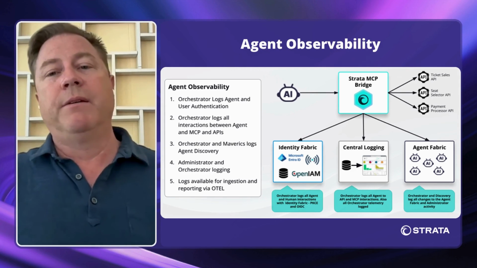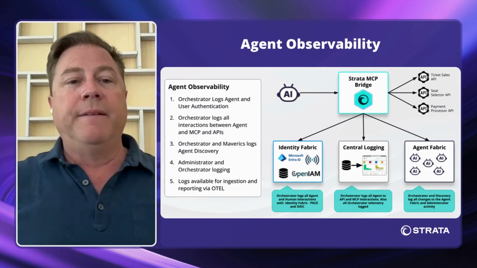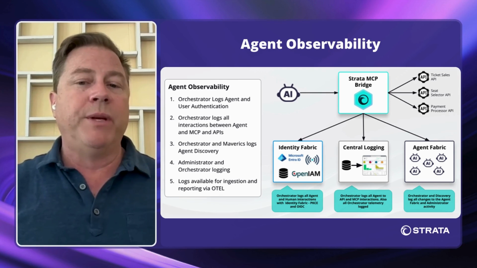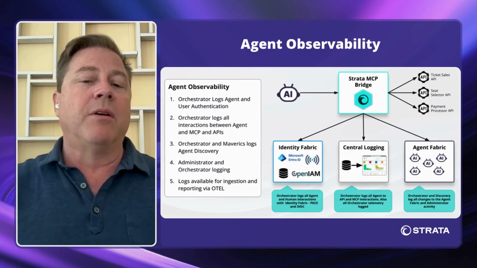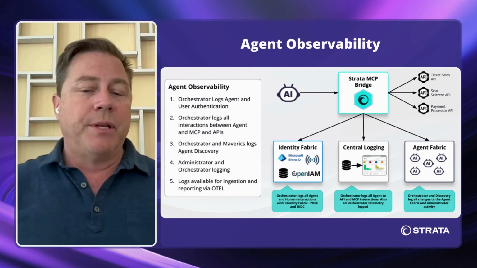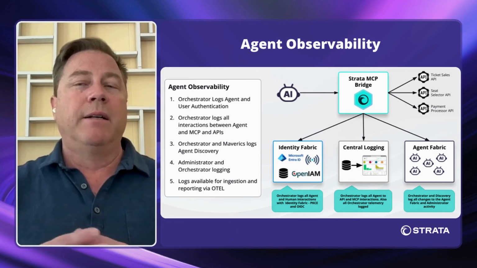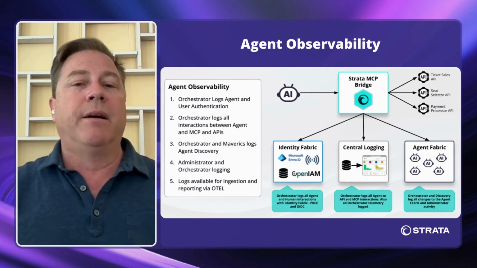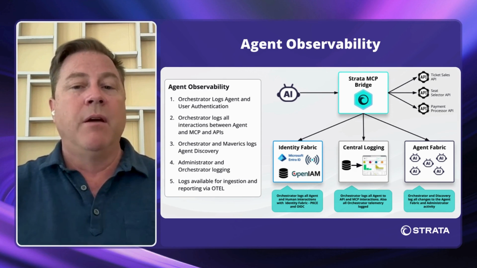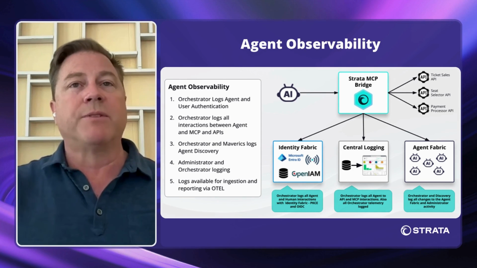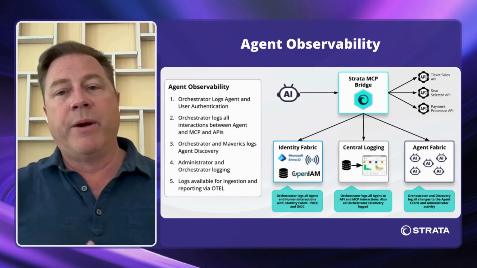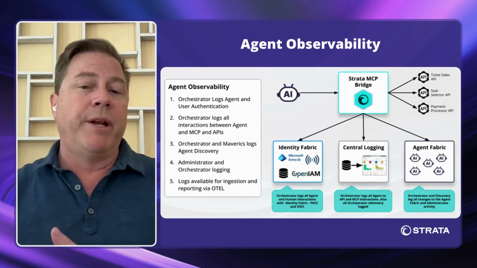Observability is a huge thing. Being able to see all of the activities is critical because we need to make sure that all of these things are logged. And Maverics' approach is to consolidate all the logs into one place. So we have a single pane of glass that our customers can use to see all of the different transactions across all of the different agents, no matter whether they're running in the cloud or on premises.